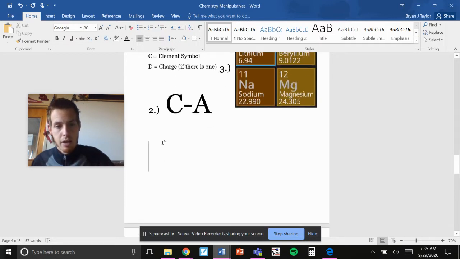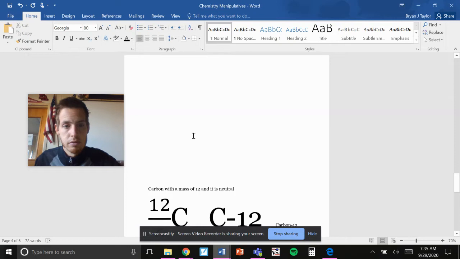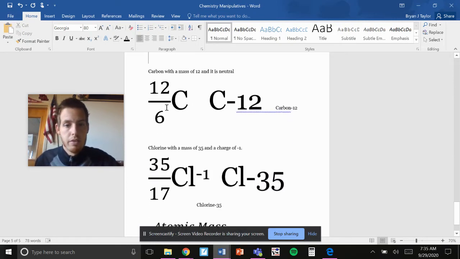So what would we have if we ended up having something like this? If you knew you had carbon with a mass of 12 that's neutral, and chlorine with a mass of 35 with a charge of -1, what would that look like? Well, it would look something like this.